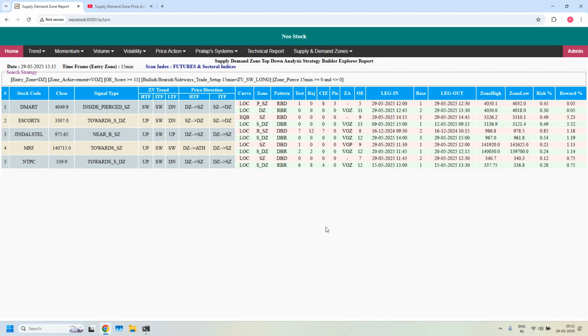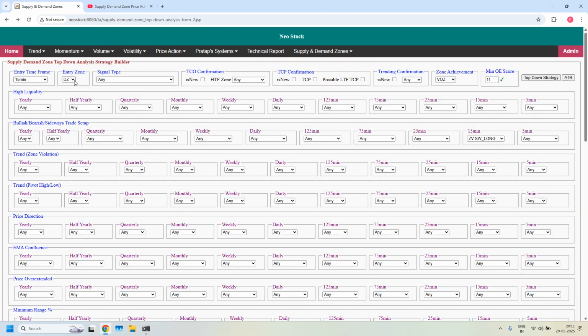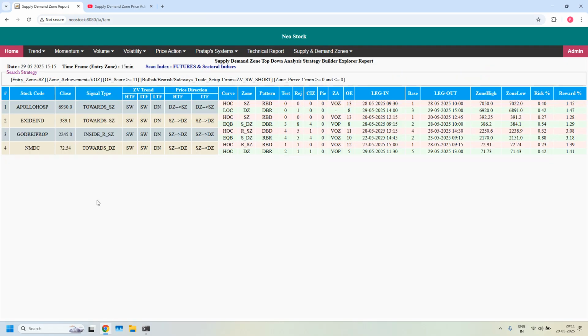Next, the sideways short trade setup for daily income trade. The entry time frame zone is the 15 minutes supply zone. Here, in the bullish or bearish or sideways trade setup at 15 minutes, I am changing to sideways short trade setup. The remaining 3 filters are the same. All the 3 filters, zone achievement, minimum odd enhanced score and pierced count, are applied to the 15 minutes supply zone. With these filters, we got 4 stocks supporting sideways short trade setup for daily income trade, and entry time frame zones are 15 minutes supply zones.